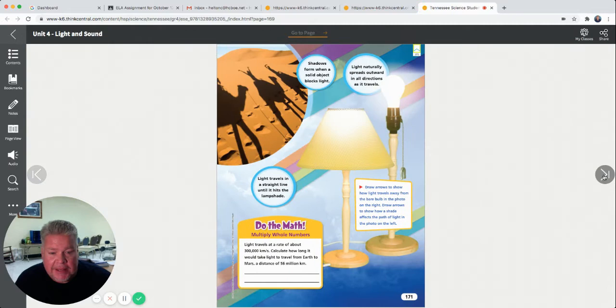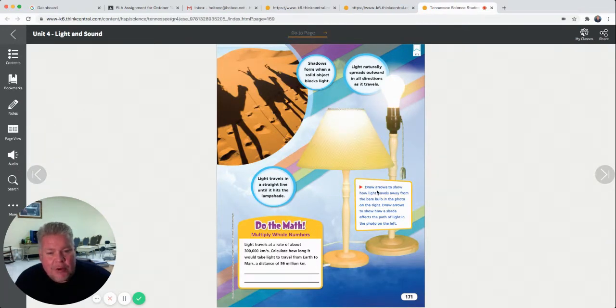Let's go to the next page, page 171. Let's look at some other characteristics of light. Shadows form when a solid object blocks light. We learned a little while back that that's called an opaque object, right? As it blocks the light. Light naturally spreads out in all directions as it travels. Light travels in straight lines until it hits the lamp shade.